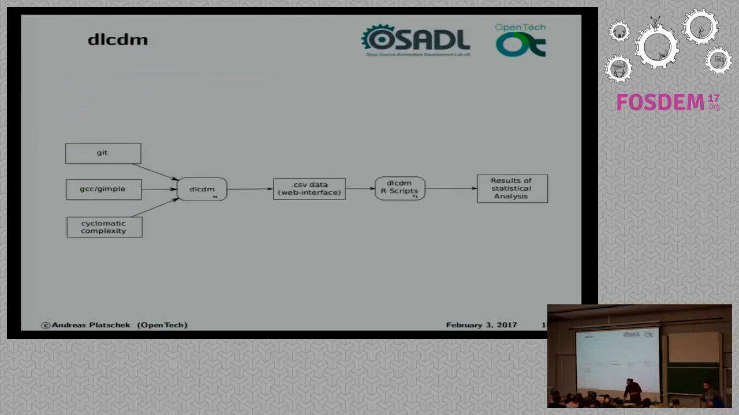Okay, so what's the general idea behind this approach? The idea is that we have our input data. Currently, this is git log and git blame. We also take the GIMPLE output from GCC. I'll explain later for what exactly. We also use the cyclomatic complexity for all the functions. This is still in prototype, so I don't have it in the web interface yet. And we put all this data in our database that is presented to the developers by the web interface and in the form of comma-separated values data. And the developers can, actually it's the statistics guys, can use this data conveniently in comma-separated values in their R scripts and produce some results, some statistical analysis.